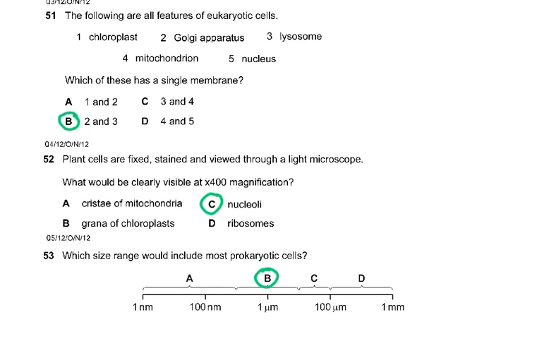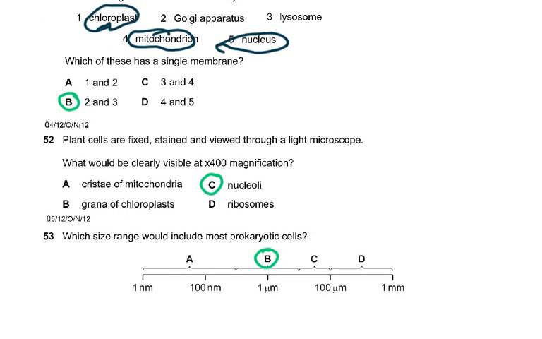Then 51. The following are all features of eukaryotic cells. Which of these has a single membrane? You know, chloroplast has a double membrane. Mitochondria has a double membrane. Nucleus has a double membrane. Golgi and the lysosome have a single membrane.